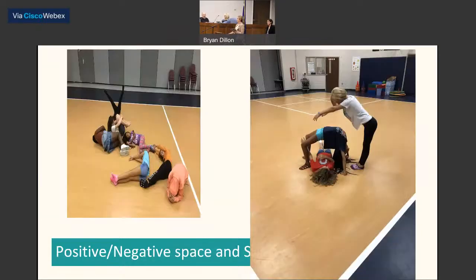Okay, so from there we moved on to positive and negative space and shapes. So this is part of the first picture. Here they brought a picture of a rabbit. So the rabbit is lying on the floor. The second picture is of them just exploring positive and negative space between their bodies and how they can interact with each other.